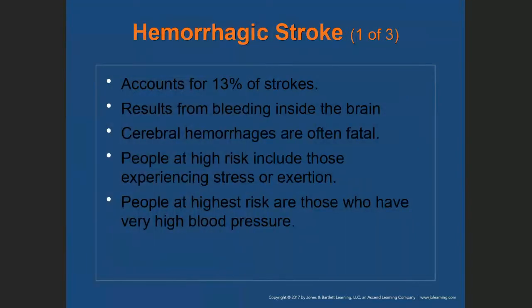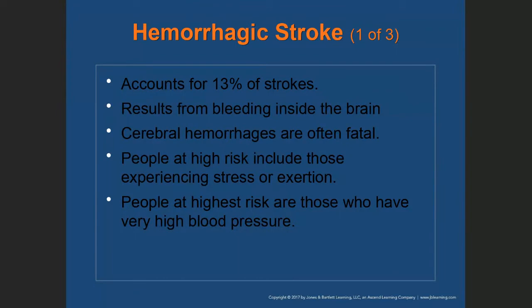Hemorrhagic stroke accounts for 13% of strokes. It results from bleeding inside the brain. Cerebral hemorrhages are often fatal, so this has a higher percentage in terms of death rate. People at high risk include those experiencing stress or exertion, and this type of stroke is very common in patients with very high blood pressure. So they are the ones that are at risk.